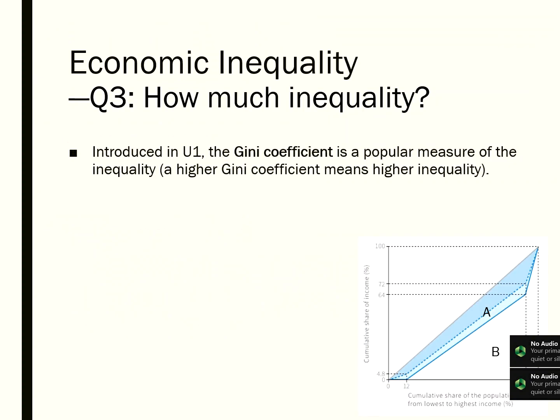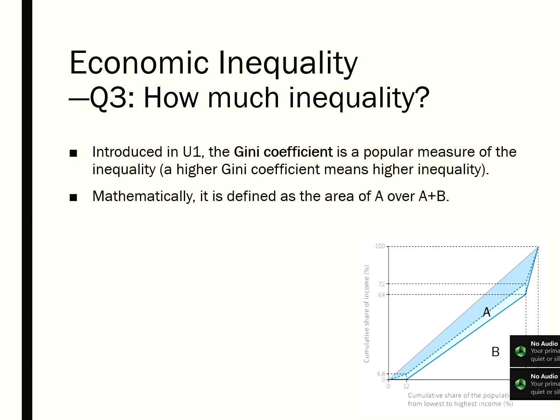Now let's look at the third question of this lecture, how to measure inequality. As introduced in Unit 1, the Gini coefficient is a popular measure of inequality. A higher Gini coefficient means a higher inequality. Mathematically, it is defined as the ratio between the area above the Lorenz curve and the whole area below the 45-degree line. As shown in the graph, for example, it is equal to the area of A divided by the area of A plus B.